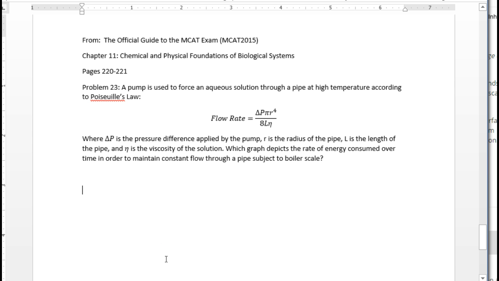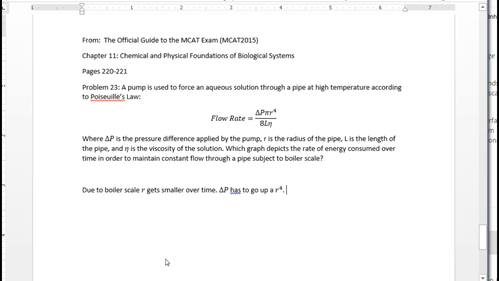Well, what happens with boiler scale? Boiler scale is going to coat the inside of the pipe, right? And so due to boiler scale, R gets smaller over time. So if R gets smaller, what does that mean? That means that the change in pressure, delta P, has to go up as R to the fourth in order to account for this drop off in the radius. Delta P has to go up as R to the fourth.